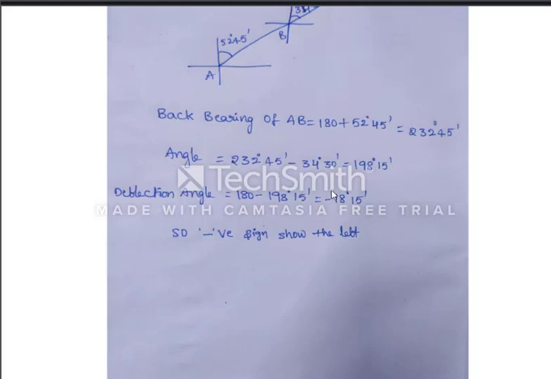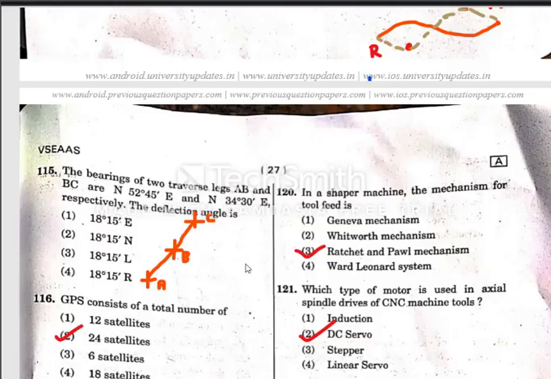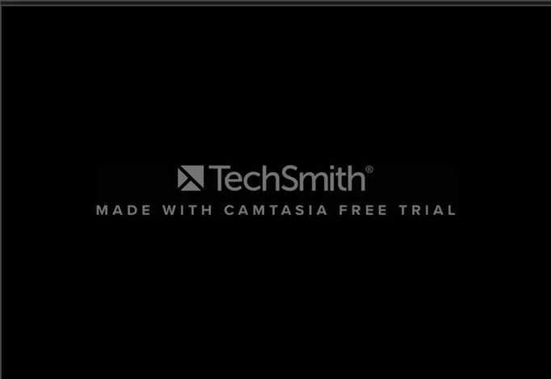The negative sign indicates the deflection is on the left hand side. So the correct answer is 18 degrees 15 minutes L, left hand side. Option 3 is the correct option for this question.